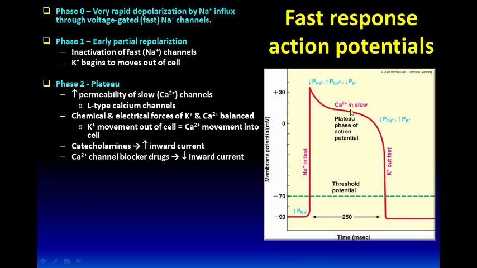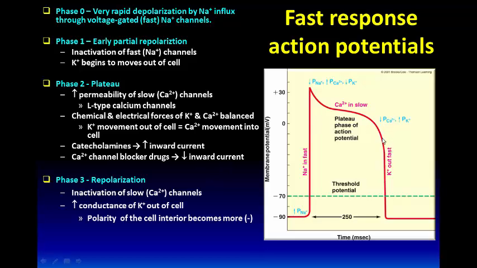Now, during the plateau phase, chemical and electrical forces for potassium and calcium are balanced. So the movement of potassium out of the cell balances the movement of calcium ions into the cell. And as we mentioned in the previous lecture, catecholamines, norepinephrine and epinephrine, result in phosphorylation of the calcium channels, hence they increase the inward calcium current. On the other hand, calcium channel blockers decrease the inward calcium current.